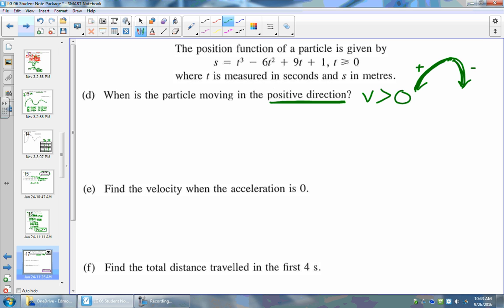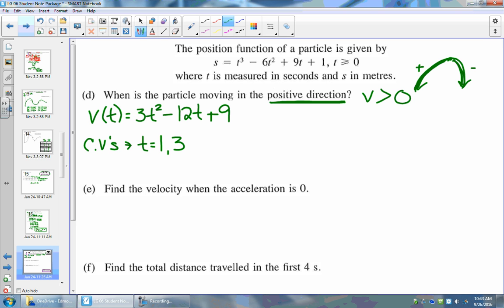This just gives us a visual representation of this graph. So we're talking about velocity here, and we've already got our velocity function, which is this. And in that last question, we figured out what our critical values were. Remember, our critical values were t is equal to 1 and t is equal to 3.